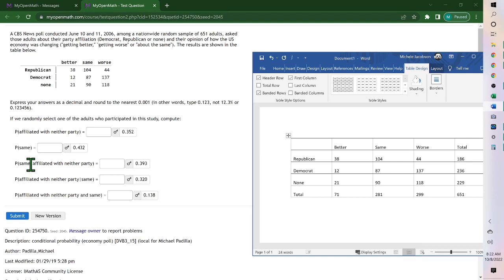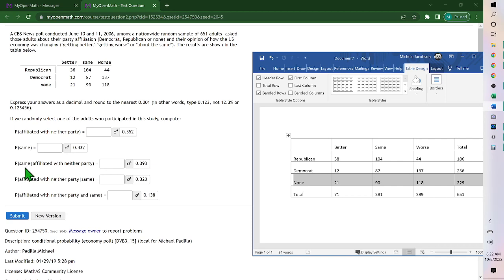Now this line here means given, so the probability everything's the same given they're affiliated with neither party. So when you have a given, you only use that row or column. This one was given they're affiliated with neither party. So we know that it's only from that row. Affiliated with neither party is given.